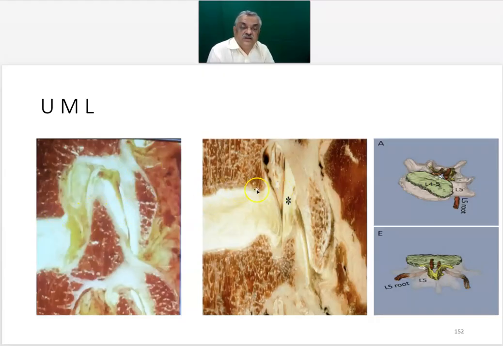Now why this lower end plate line? Because the superior articular process shown by this asterisk lies below this line. So everything which is above this line, the body, the pedicle and the inferior articular process, and the area which is enclosed by this, is called the upper zone.